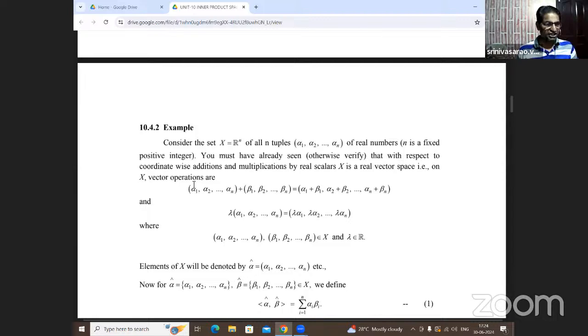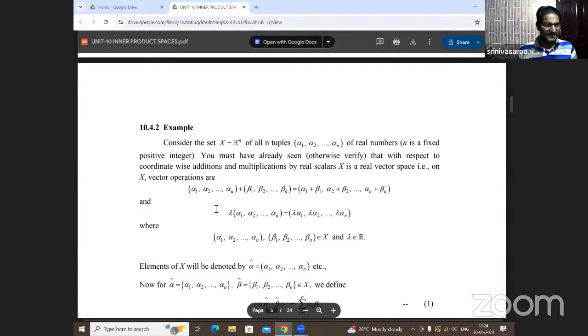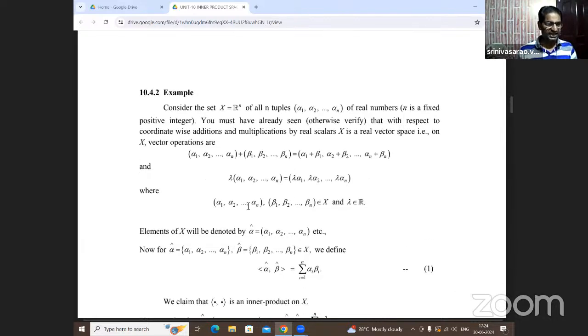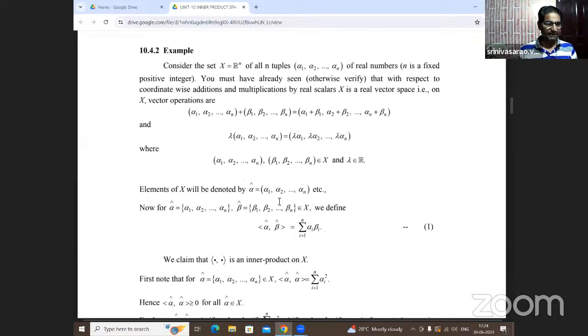Under vector addition, the first coordinate is alpha 1 plus beta 1, the second coordinate alpha 2 plus beta 2, and the nth coordinate alpha n plus beta n. For scalar multiplication, lambda alpha, where alpha means alpha 1 up to alpha n, gives lambda alpha 1, lambda alpha 2, up to lambda alpha n. The n-tuples of real elements alpha and beta belong to capital X, with lambda being any real number.